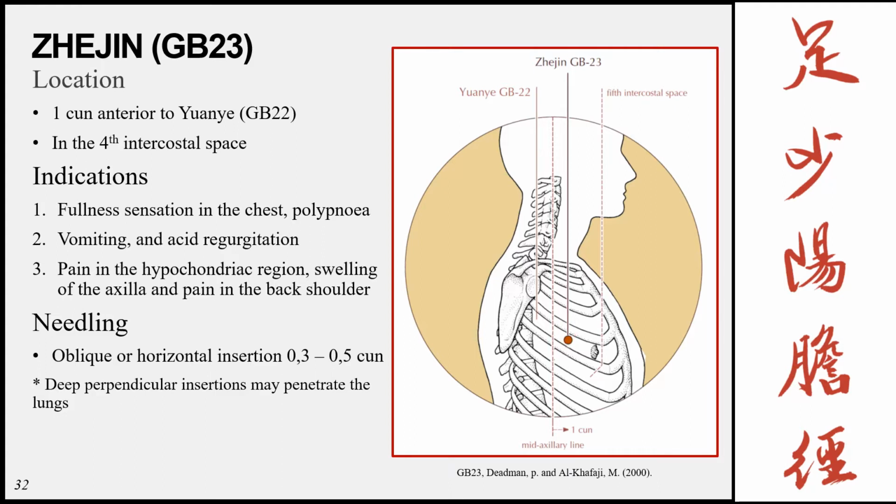The indications for this point: it can be used locally for fullness sensation in the chest or polypnea. It can also be used for vomiting and acid regurgitation and pain in the hypochondriac region, and then swelling of the axilla, which is also local, and pain in the back and shoulder. Needling is again oblique or horizontal insertion, 0.3 to 0.5 tsun. And for both of these points, we usually go along the interspace. So if you're directing it posterior, it would be this way, or anterior this way. And then again, the caution against perpendicular insertions or deep oblique insertions, as both could penetrate the lungs.